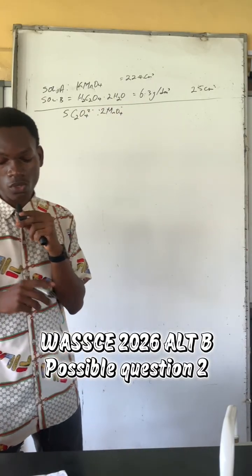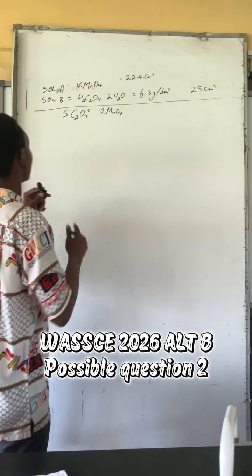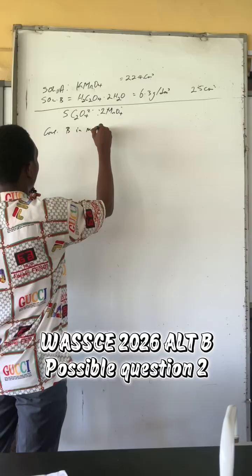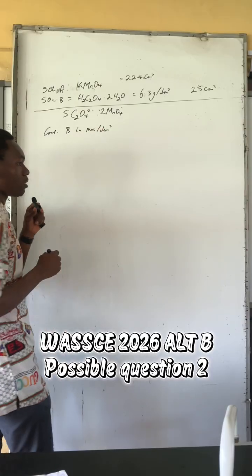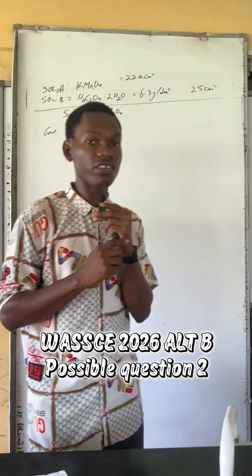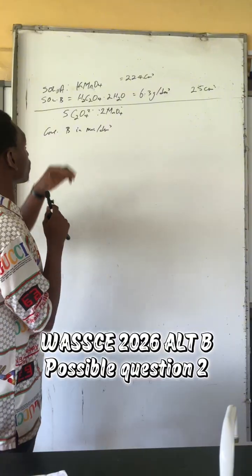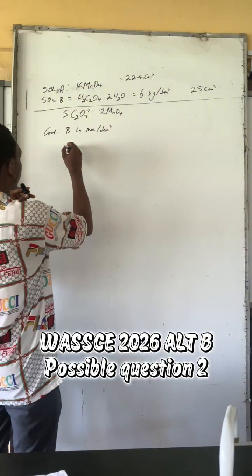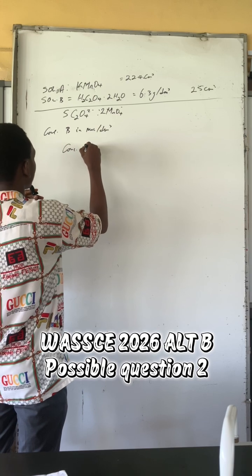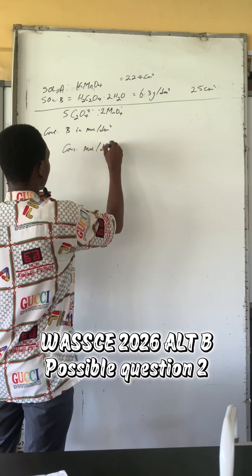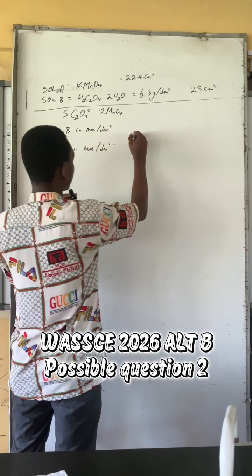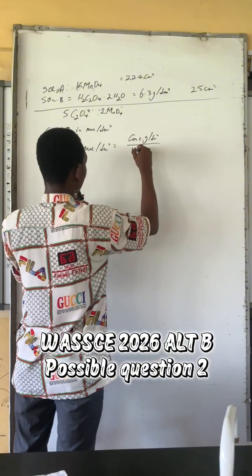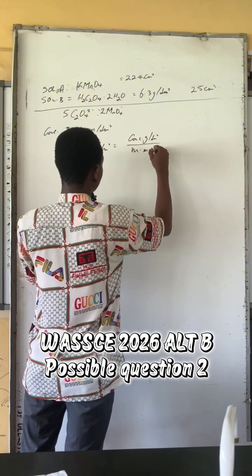Now, the first question: we should calculate the concentration of B in mole per dm cube. We cannot use our CAVA formula because we don't know the concentration of A in mole per dm cube. Instead, we are going to use the second part of the formula, which says concentration in mole per dm cube is also equal to concentration in gram per dm cube all over its molar mass.